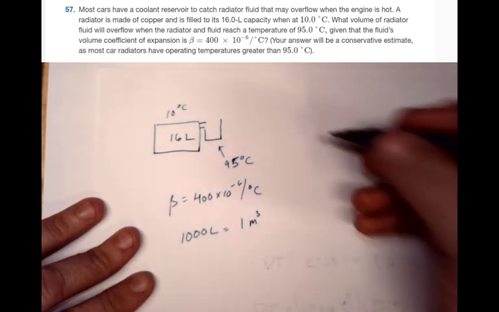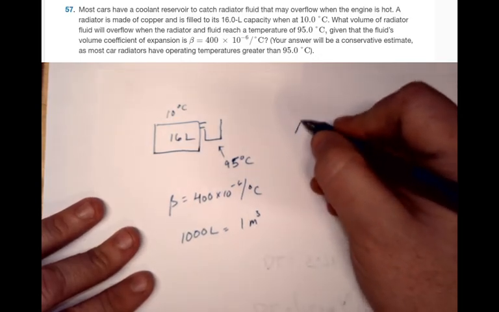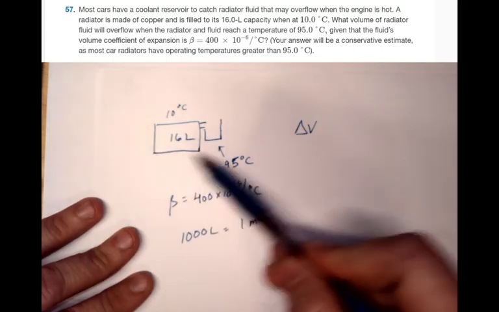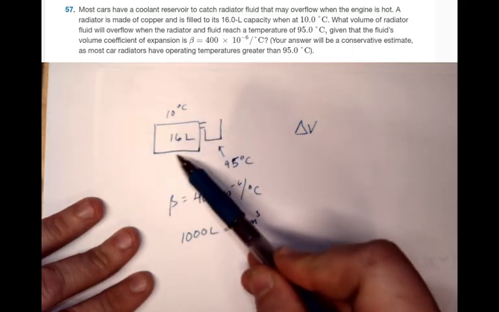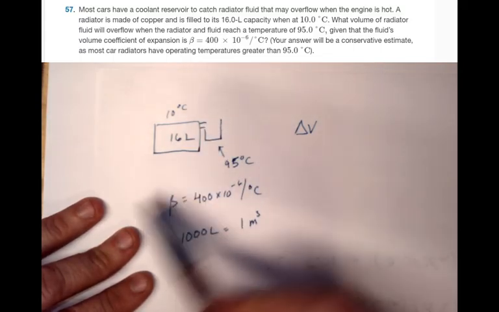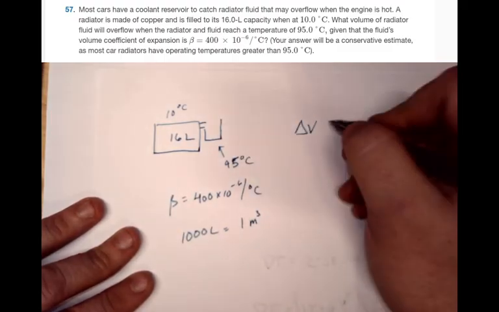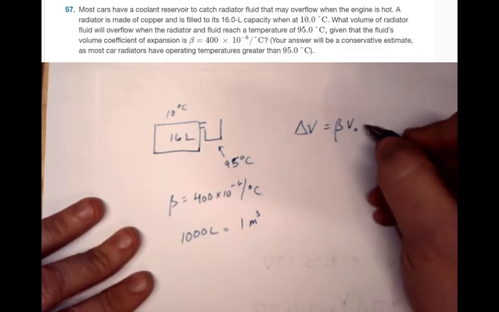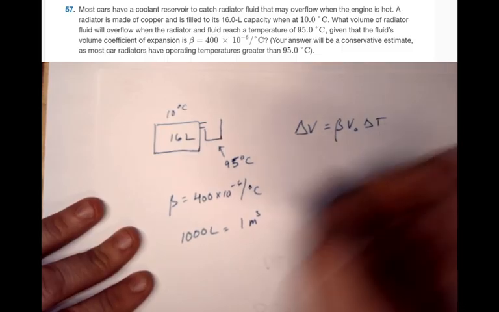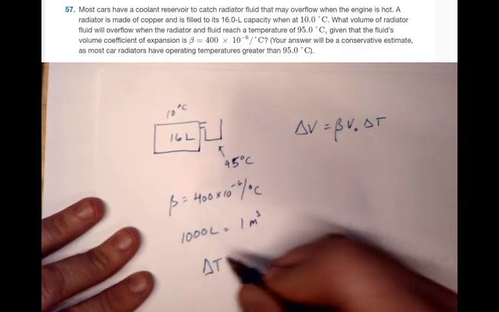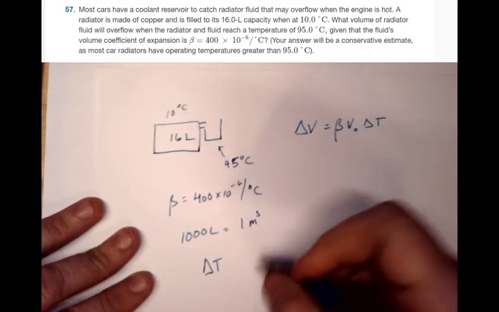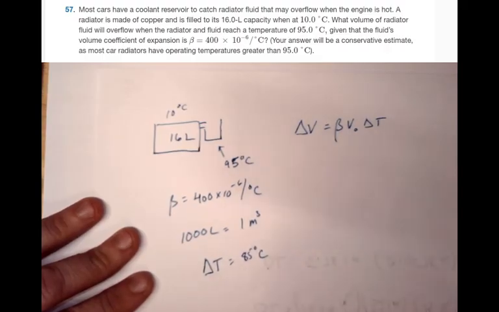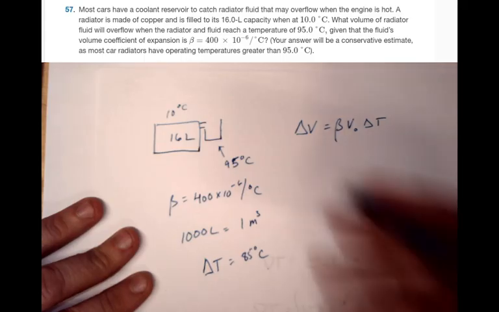And we're just going to say, well, our volume change, that's how much will overflow. The liquid will take up more than 16 liters, but the space for it is only 16, so it overflows. It's going to be beta, our original volume, delta T. And we'll note that our delta T goes from 10 to 95, so it'll be 85 degrees Celsius. And then we just put in what we know.